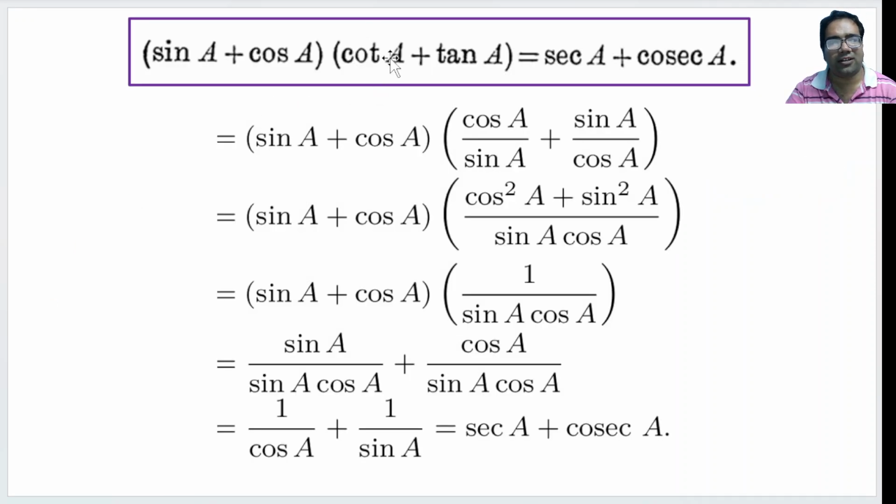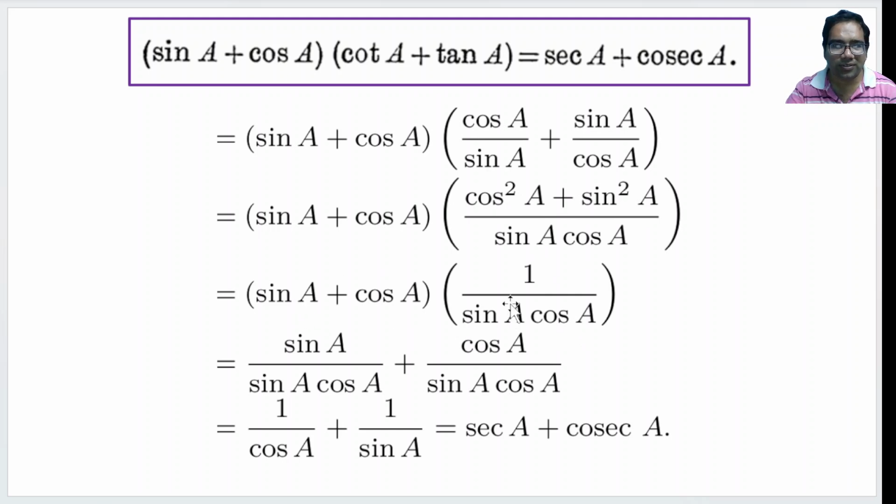Right. Let us write cot A as cos A by sin A, tan A as sin A by cos A. Then this part becomes (sin A + cos A) into (cos A by sin A + sin A by cos A). Right. Then let's do the cross multiplication here. This becomes (cos square A + sin square A) by sin A cos A. Basically, we have (sin A + cos A) into 1 by sin A cos A because cos square A + sin square A equals 1.